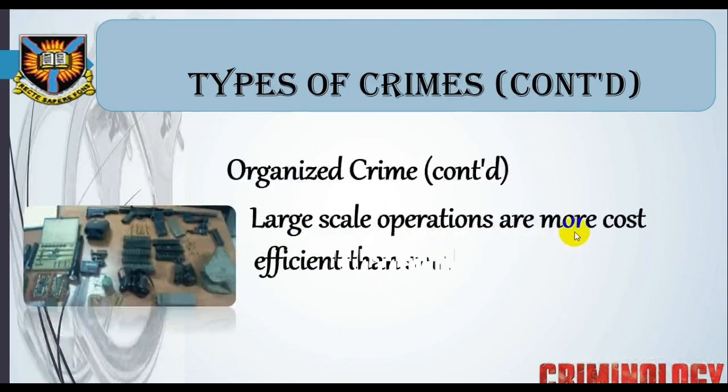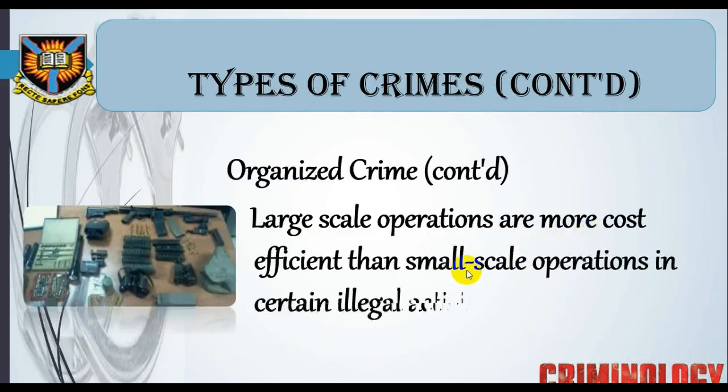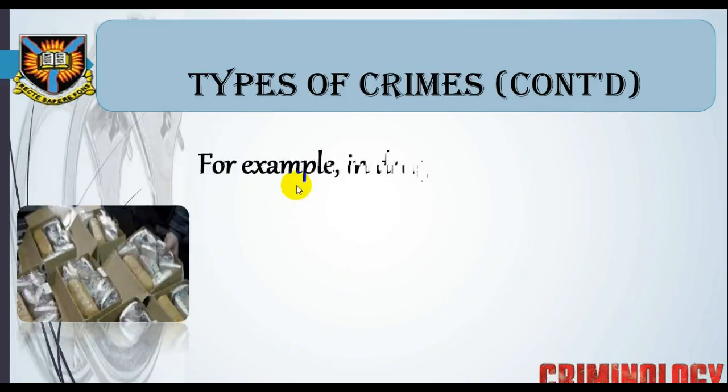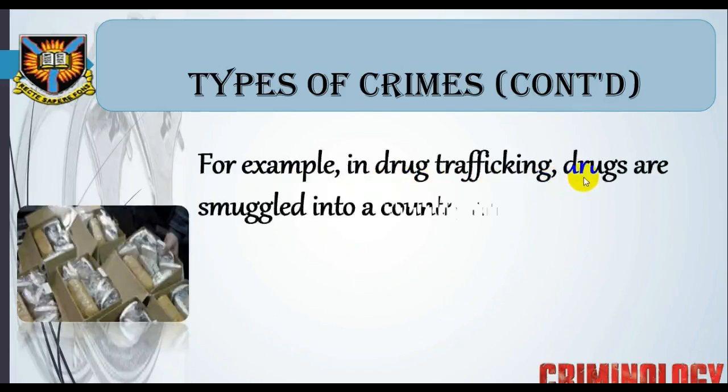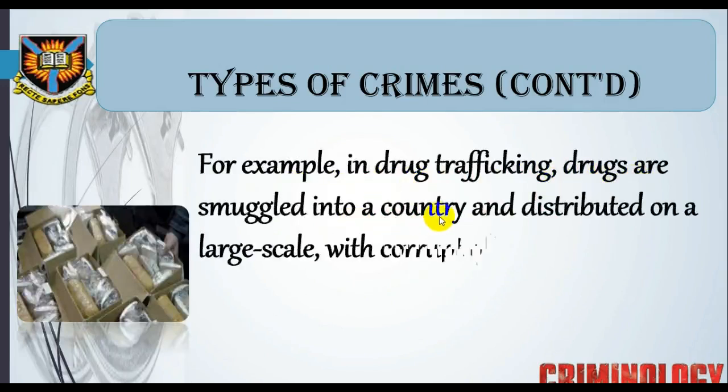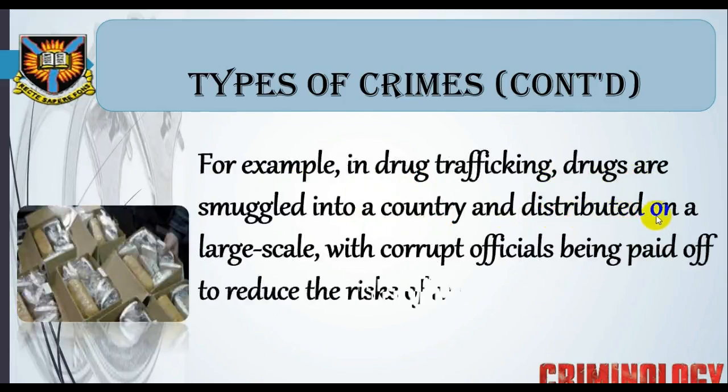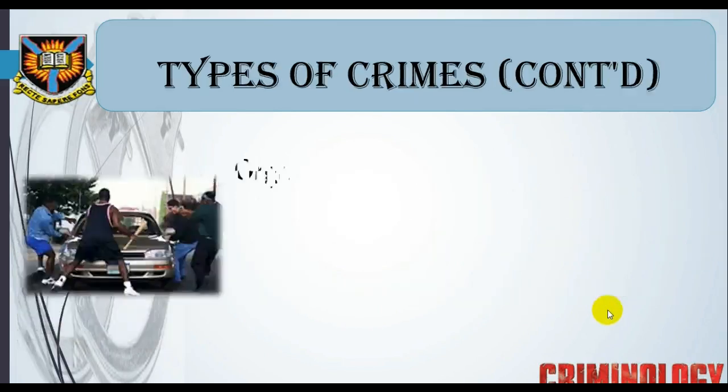Large-scale operations are more cost-efficient than small-scale operations in certain illegal activities. For example, in drug trafficking, drugs are smuggled into a country and distributed on a large scale, with corrupt officials being paid off to reduce the risk of arrest and prosecution.